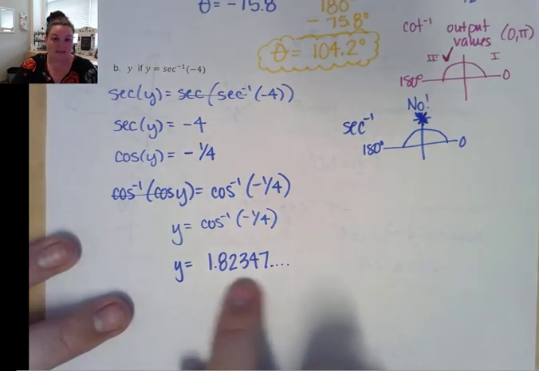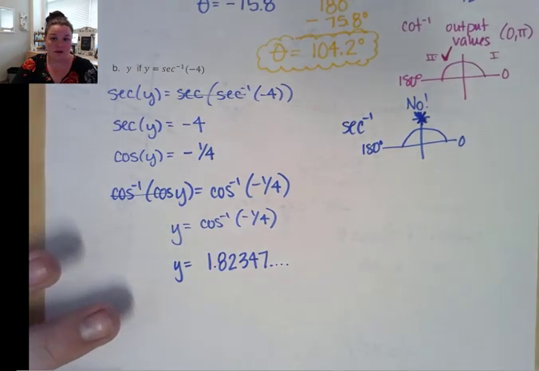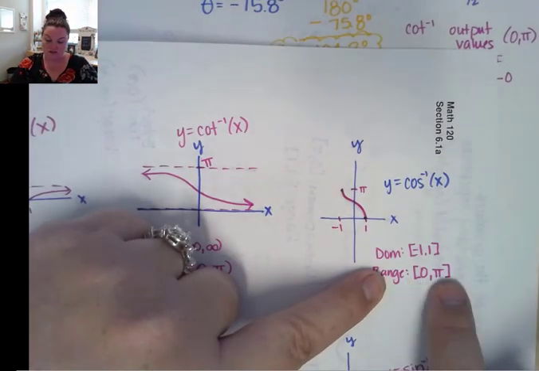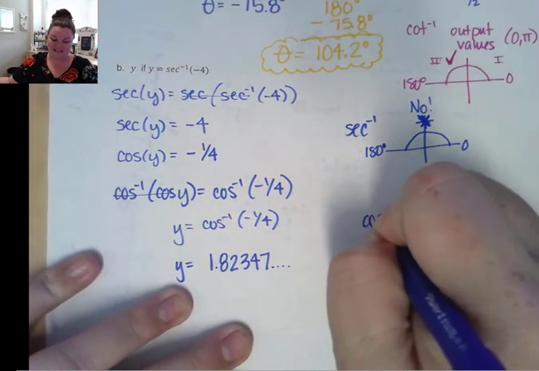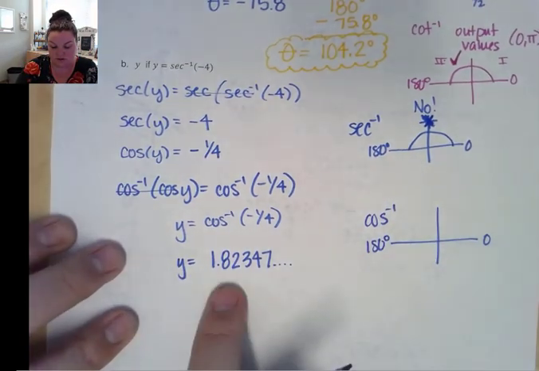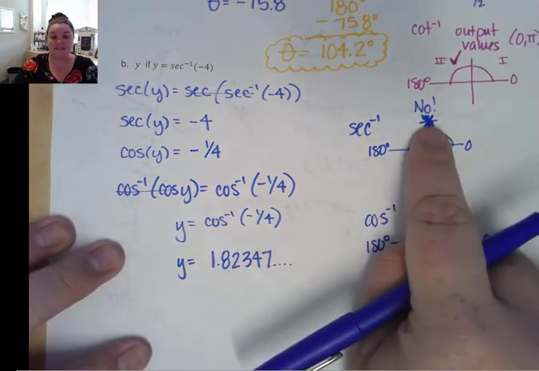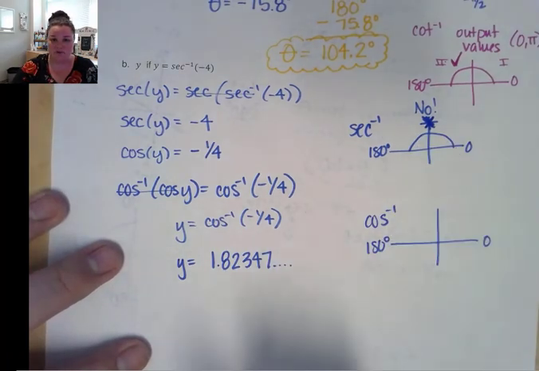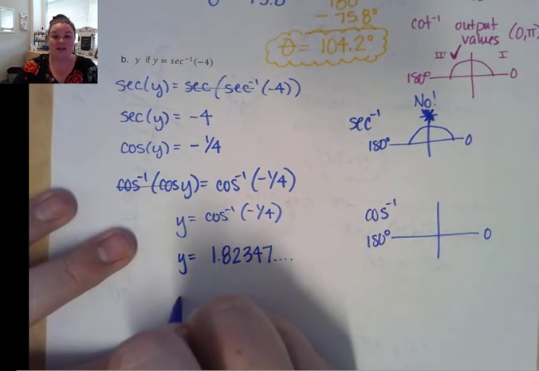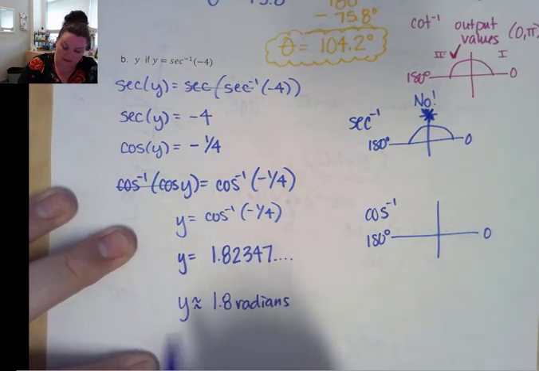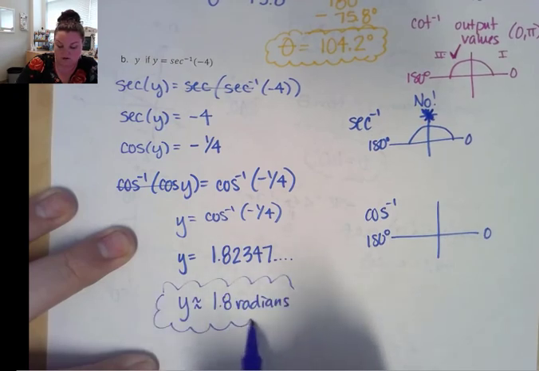And then this was in cosine. So we need to make sure that this is an okay answer. So if we look at cosine, cosine also goes from 0 to pi. We have no issue. It has the same range. Cosine inverse also goes from 0 to 180. So as long as this is not equal to pi over 2, which it's not, this is not the radian measure for pi over 2, then our answer is okay. So I'm going to say y is approximately 1.8 radians. Okay.